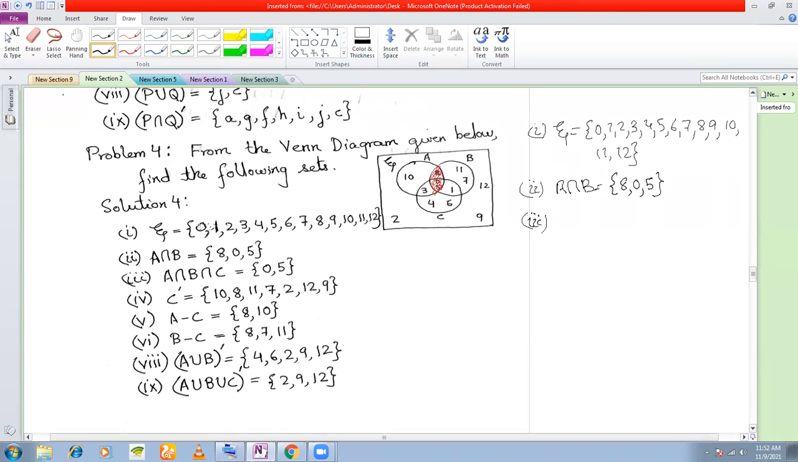Third question. A intersection B intersection C. Now this is the common part of A, B and C. So which one is the common part of A, B and C? Only this part, right? How many elements are there? There are only 2 elements, 0 and 5.